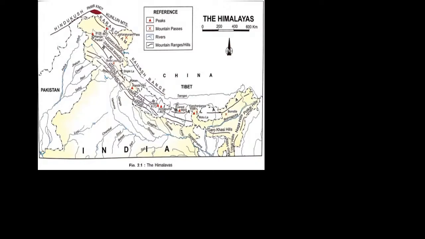Now let's talk about the Shivalik ranges or the outer Himalayas. If I say Shivalik ranges or the outer Himalayas, they are 900 to 1,100 meters high. What is their height? The height is about 900 to 1,100 meters and they are 10 to 50 kilometers wide.